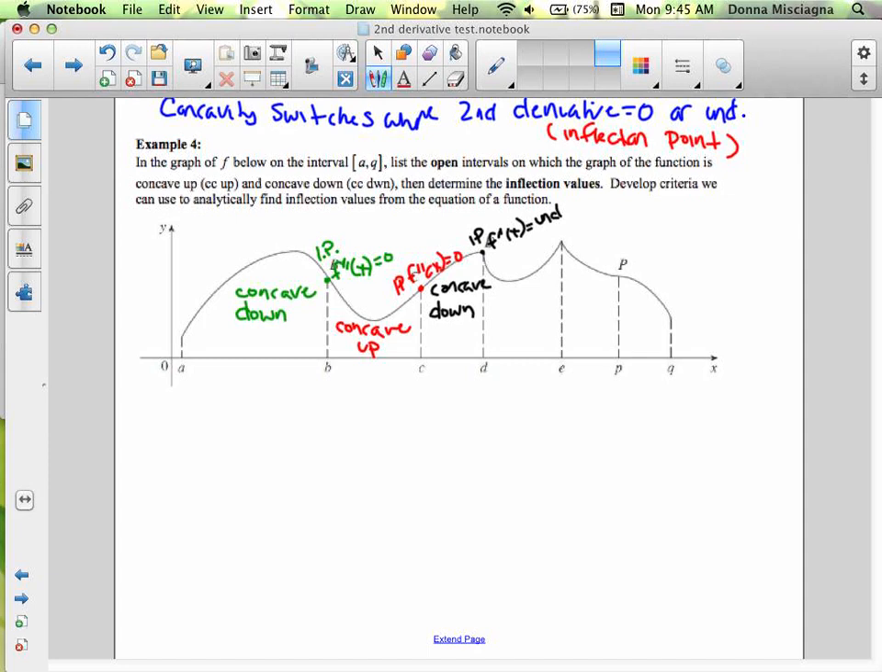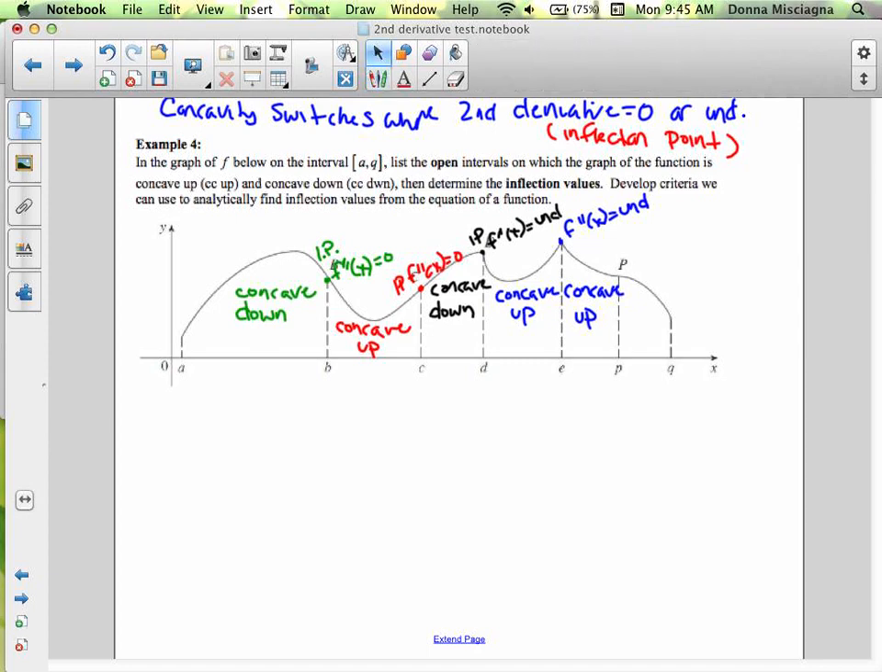All right, so now the graph is concave up. It looks kind of like a cup. That's how you know it's concave up. And right here, we have not an inflection point because the graph is still concave up. Notice there's no change in concavity at E. We go from concave up to concave up. So not an inflection point, but the second derivative here would be undefined because of the cusp. And then last, we have one more inflection point.